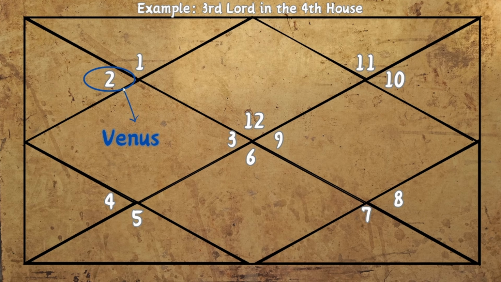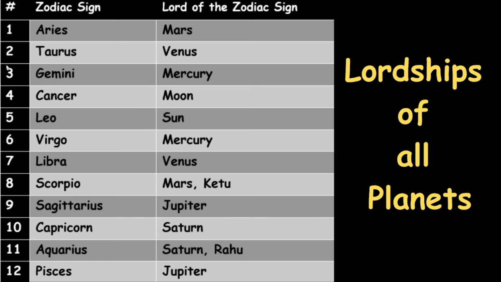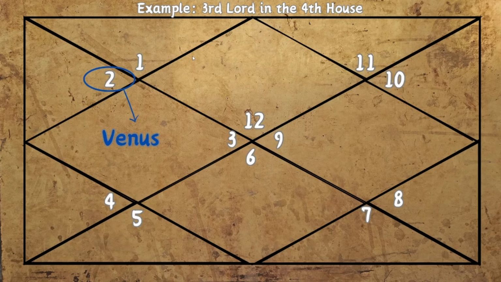Now what is 2? If we look at the table, 2 is nothing but the Taurus zodiac sign. And who is the lord of Taurus? It is Venus. So you will say the lord of the third house is Venus, because it is the lord of the Taurus zodiac sign. But where is Venus placed? Venus is placed in the fourth house of the birth chart. So this is how you will conclude that the third lord is in the fourth house.